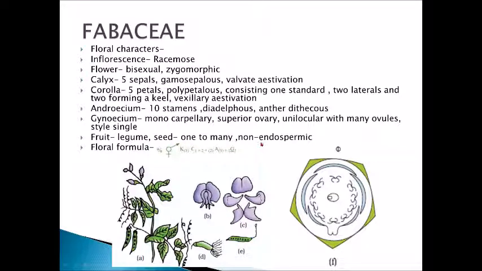Gynoecium, monocarpellary. Only 1 carpel is present in the gynoecium. Ovary is superior. So that is shown here by below G. G for gynoecium. 1 number is shown, that is because it is monocarpellary, and below G there is a line that shows that the ovary is superior. Unilocular. Unilocular means only 1 chamber is there with many ovules in it.